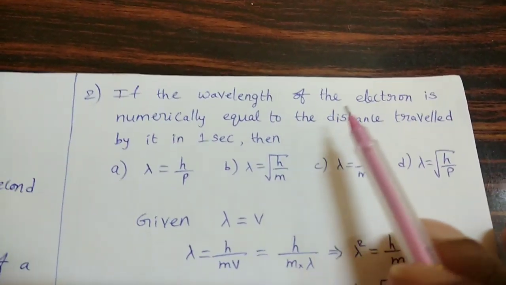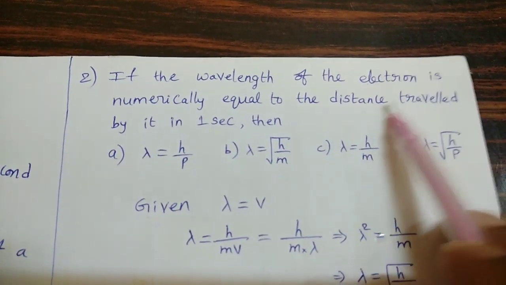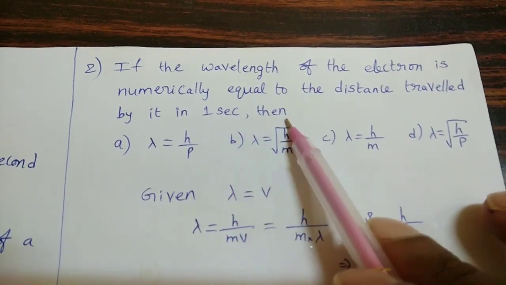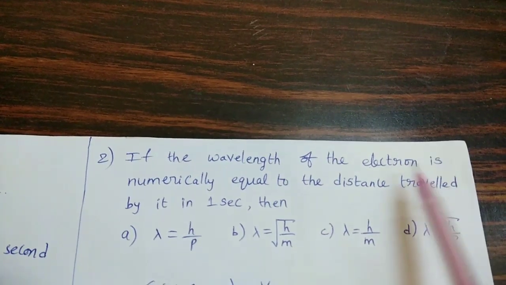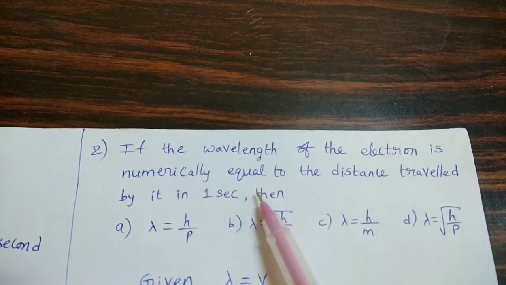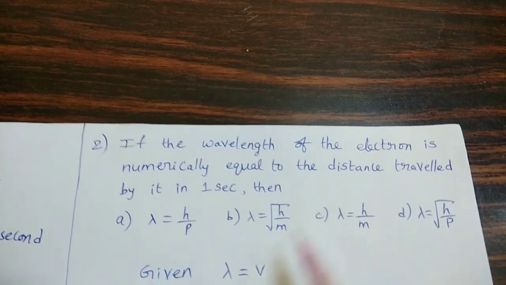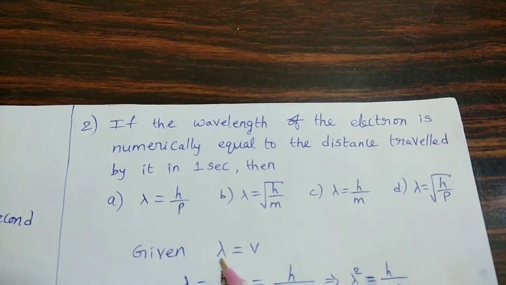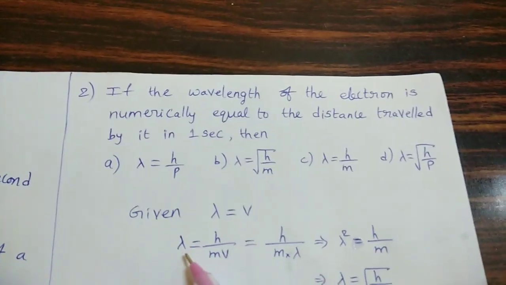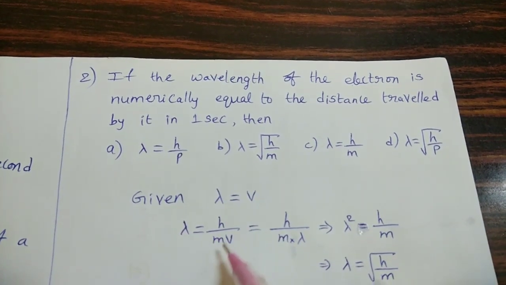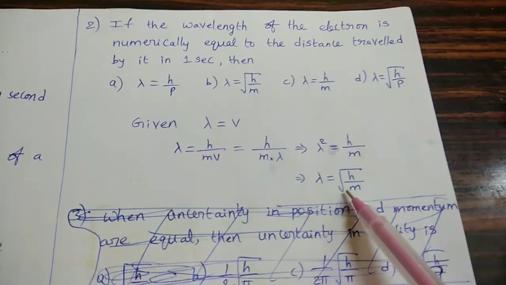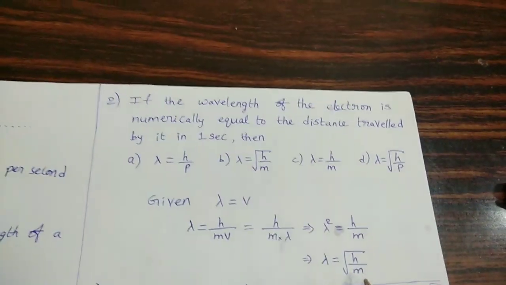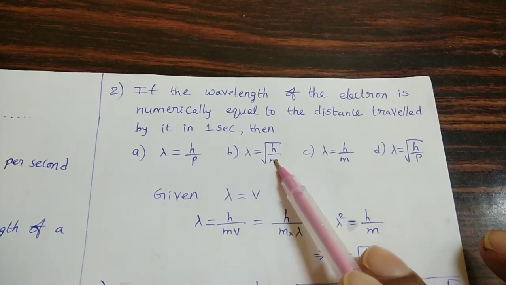This is the answer. Next, if the wavelength of the electron is numerically equal to the distance traveled by it in 1 second, then understand carefully. The distance traveled by it in 1 second is nothing but velocity. So velocity is equal to wavelength, that means wavelength is equal to velocity. Then in the de Broglie equation lambda equal to h by mv, in place of velocity we can take lambda, then we get lambda equal to square root of h by m. So what is the option? Option B is the answer.